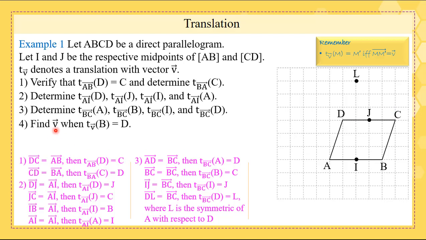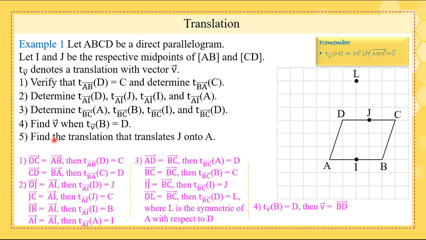Part 4. Find V vector when translation of the point B by vector V is equal to D. In fact, if translation of B by vector V is equal to D, then vector V must be equal to BD vector. Part 5. Find the translation that translates J onto A. In fact, it's the translation with vector JA.